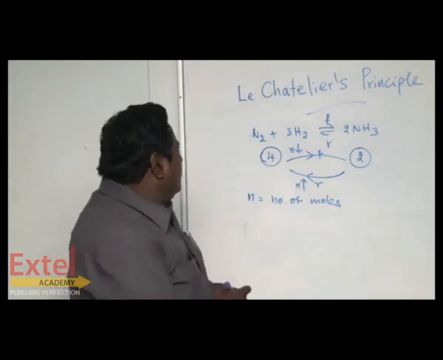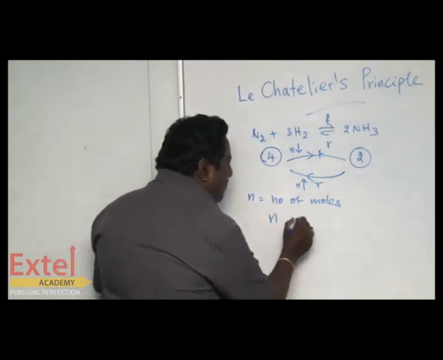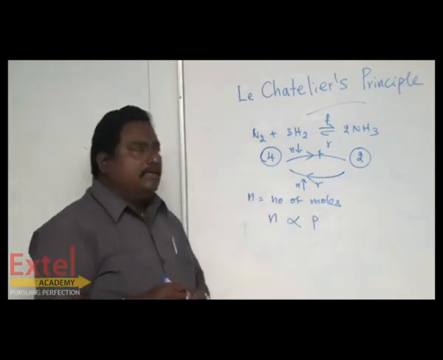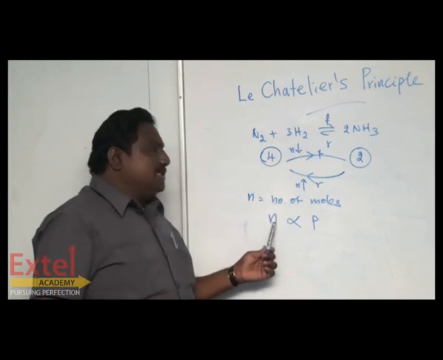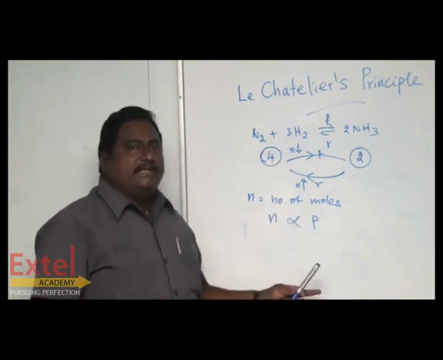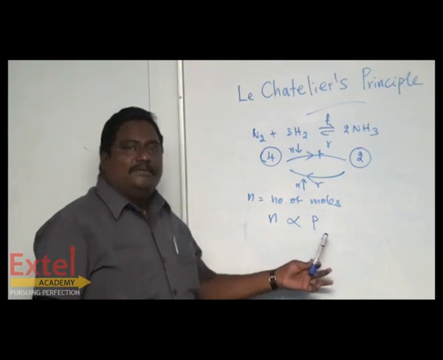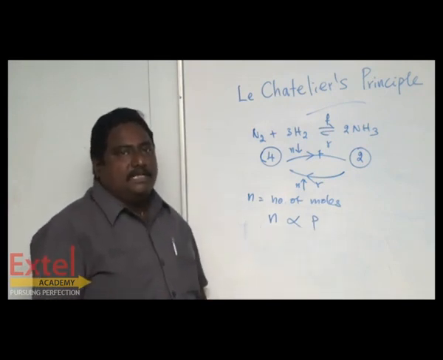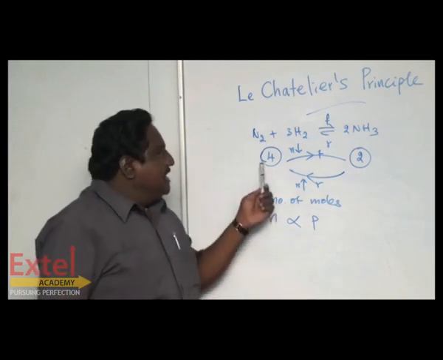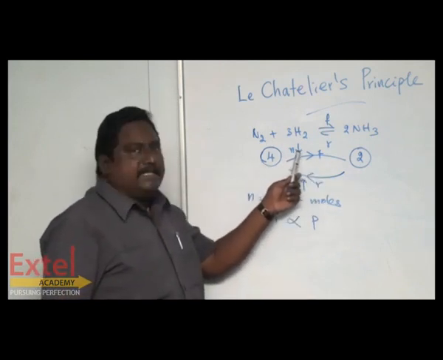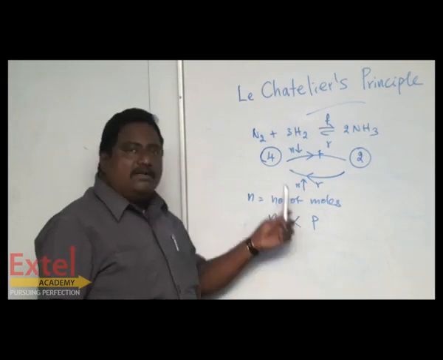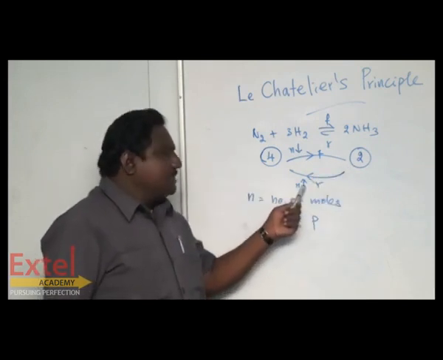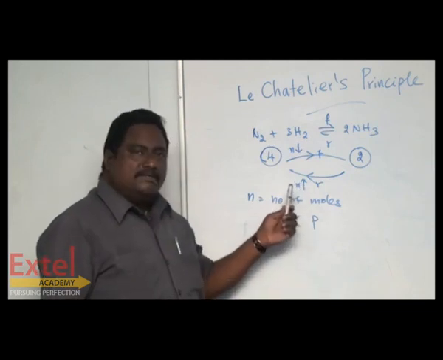So, shall I tell like this? Number of moles is directly proportional to the pressure. Understood? When the number of moles increases, pressure also increases, or N is proportional to P. Pressure depends on the number of moles. Now, shall I tell like this? In the forward reaction, the number of moles decreases, so pressure also decreases. In the reverse reaction, the number of moles increases, so pressure also increases.